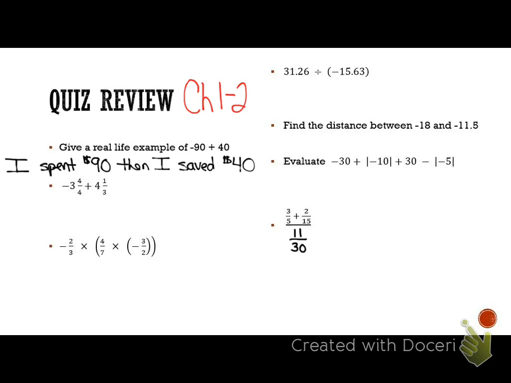All right, so the negative 3 4/4, I'm going to change to an improper fraction, negative 16 over 4. And then plus 13 over 3. Am I ready to combine these? No, I'm not. What is my LCD? 12. So 12 and 12. All right, so 4 times what is 12?